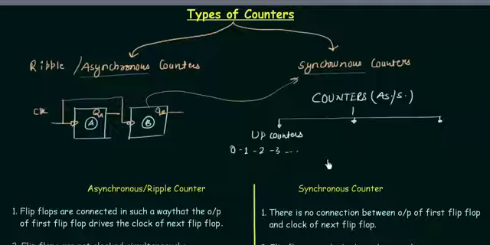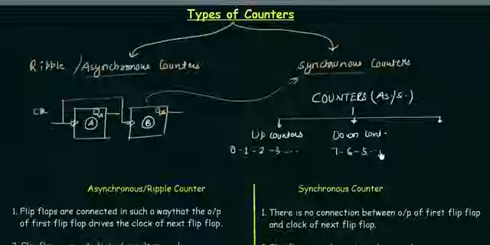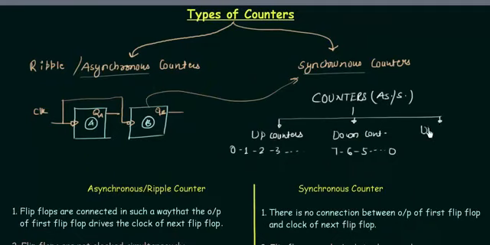The second one is down counters. They count from large to small, and in this case their output goes low as they receive the clock pulse. For example, they will count like 7, 6, 5 up to 0 or any number you want. Similarly, we have the last type, which is up-down counters. You already know the up counters and the down counters, and this one is the combination of the up and down counters.